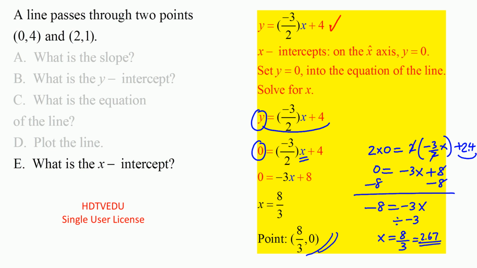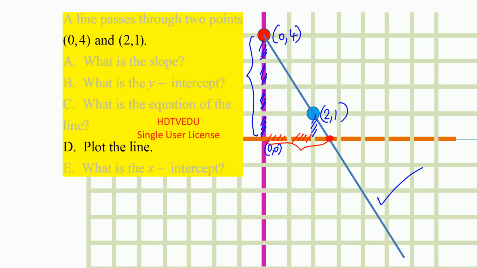All right. Now if you go back to our graph, if we did it right, then the point where the graph touched the x-axis should be 2.67. So this is 1, this is 2, and this is past 2.5, so this is 2.67.